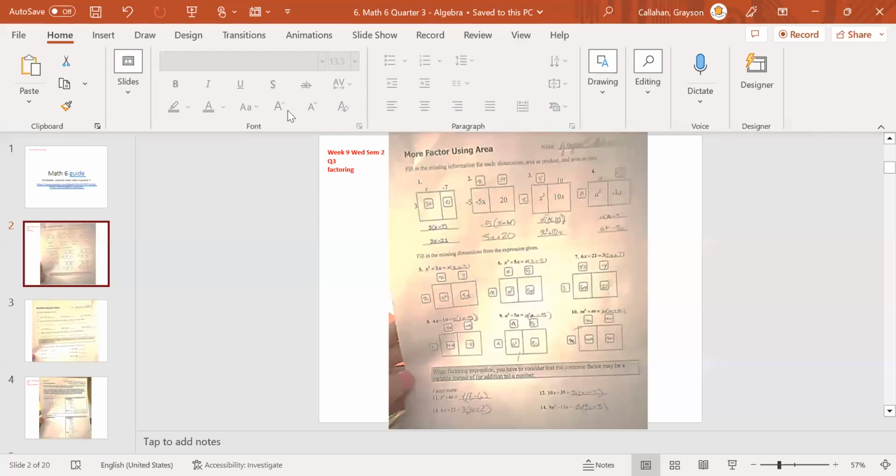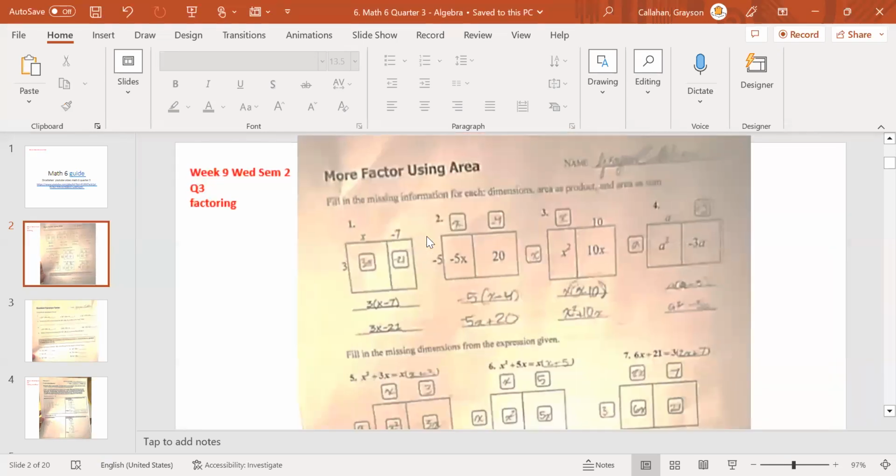Okay, so we are working on week 9, Wednesday, semester 2 on factoring. Grayson, do you have this page in front of you? Yeah. Okay, so let's go ahead and make this a little bit bigger.